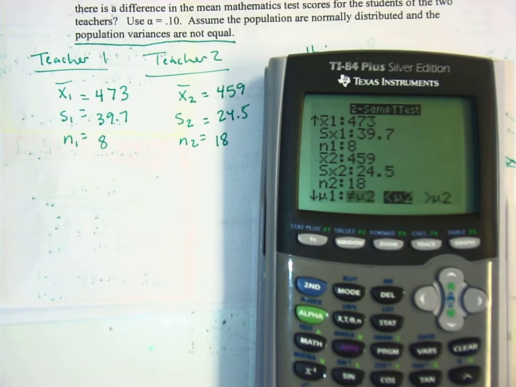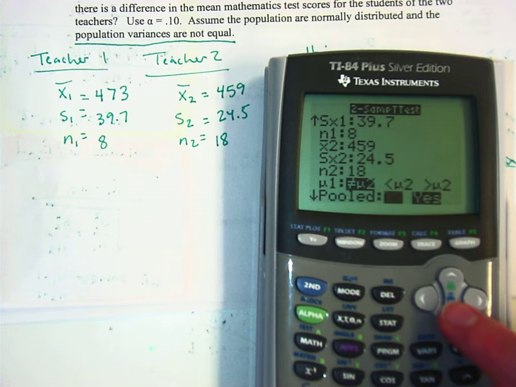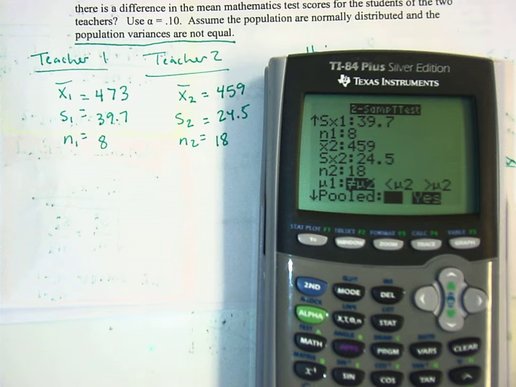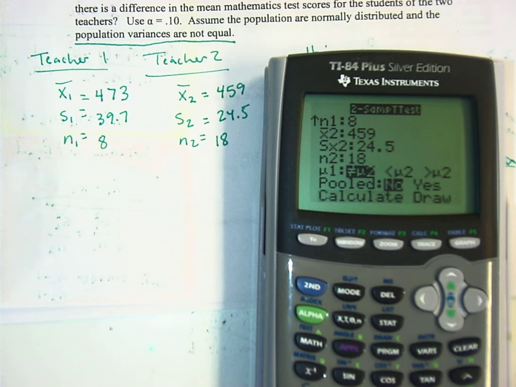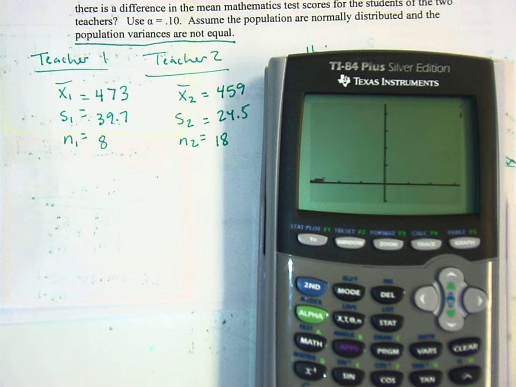You should be picking a two-tailed test this time, which is not equal to. Pooled, yes or no? No, because the variances are not equal. And then you're going to click draw, or at least I prefer draw. You could just hit calculate and just have the numbers, but I like having the draw feature.